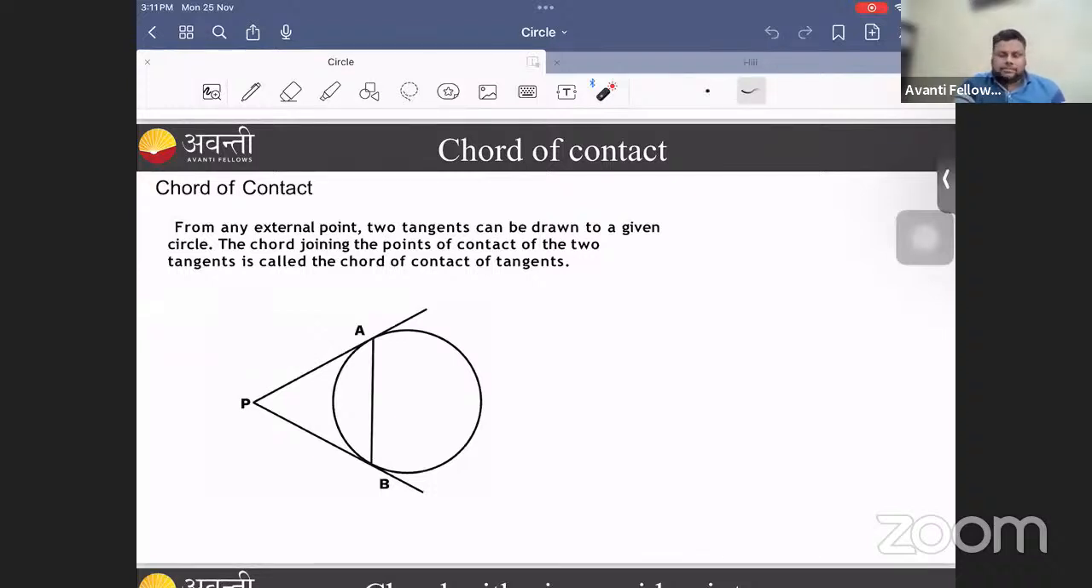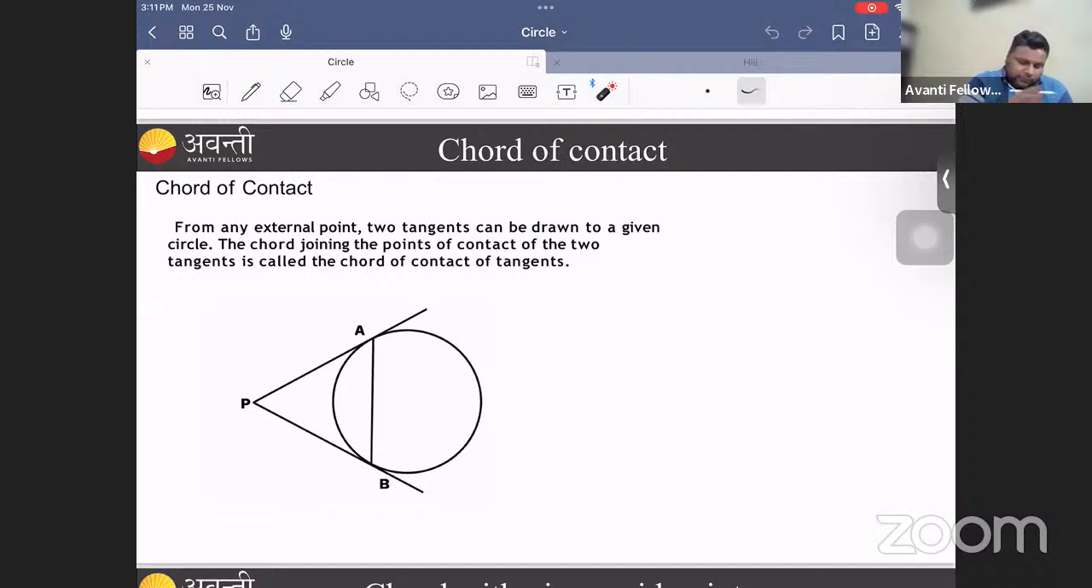Chord of contact. In the previous class, we have done power of the point, tangent from an external point, normal to a circle, and tangent at a point on the circle, with its various forms like xx1 plus yy1 equals a square, and the slope form y equals mx plus or minus a under root of 1 plus m square. This is what we have already covered.